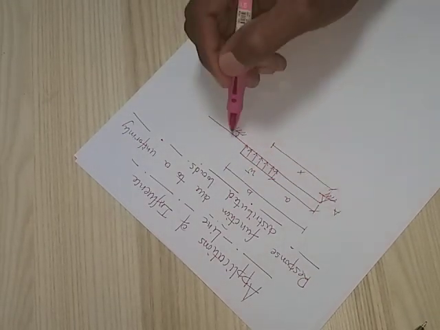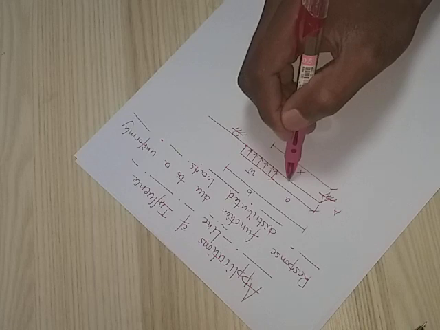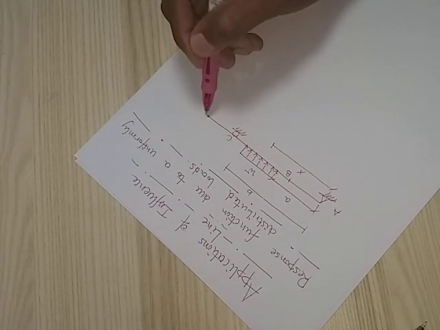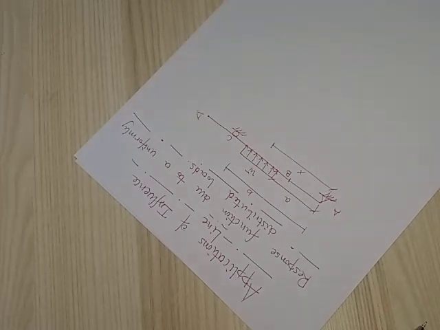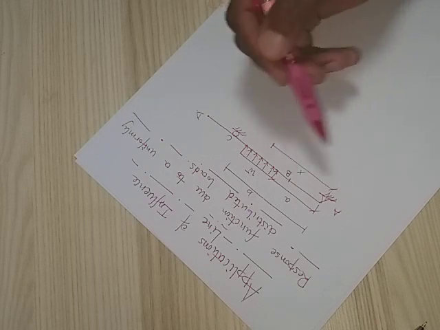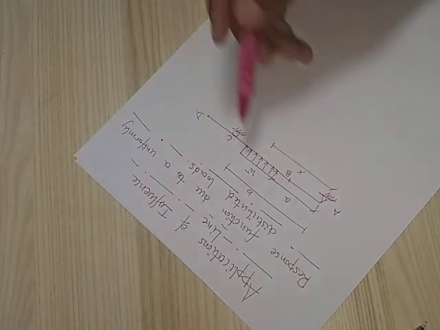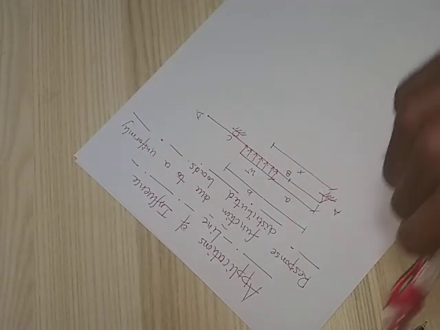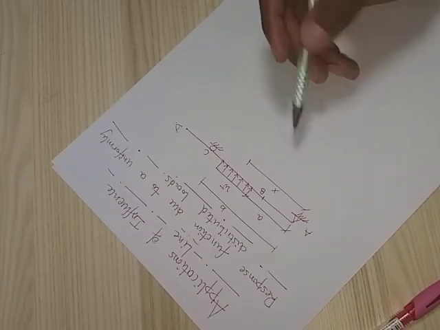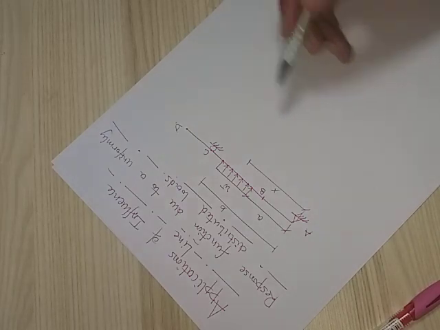This is A. At this point here we call it B, here we call it C, and this point we call D. So we want to find the value of the response function due to this distributed load. The first step is to draw the influence line of the response function. We want to find the magnitude.